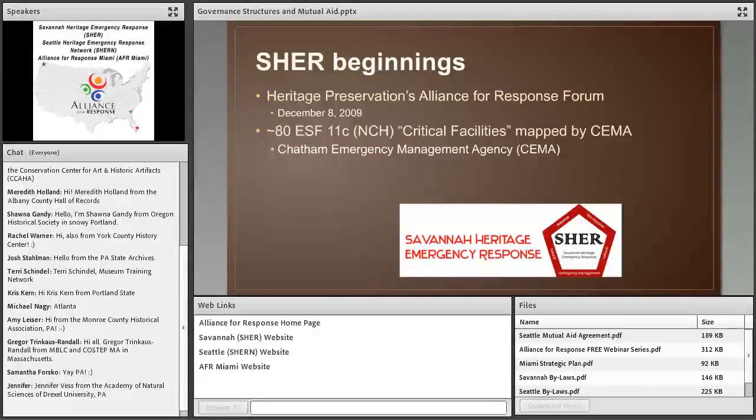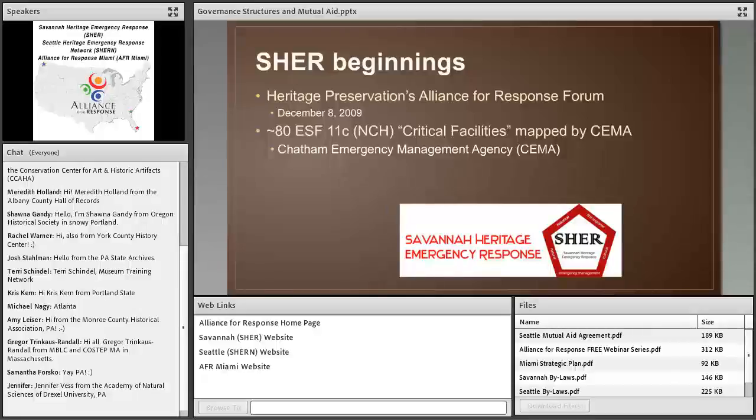So our Alliance for Response Forum was at the end of 2009, so we really didn't get going until 2010. And of course, it seems like most everyone here is from Alliance for Response, so I don't need to go too much into that. But ours was mainly focused not on a state level, but on a county level. Savannah is in Chatham County, and so SEMA is our county emergency management agency, and we've worked very closely with them throughout this whole process. And they've been very much on board from the very beginning.